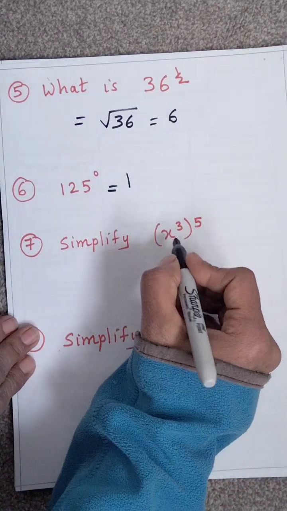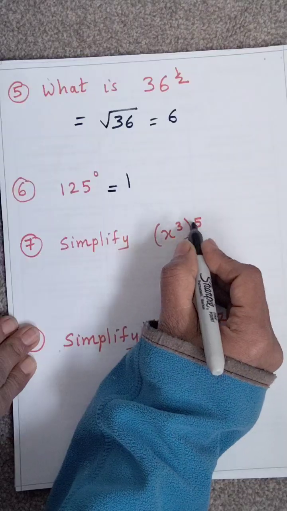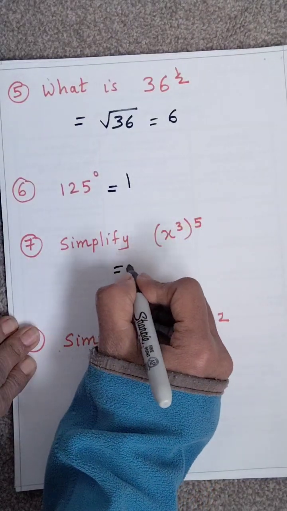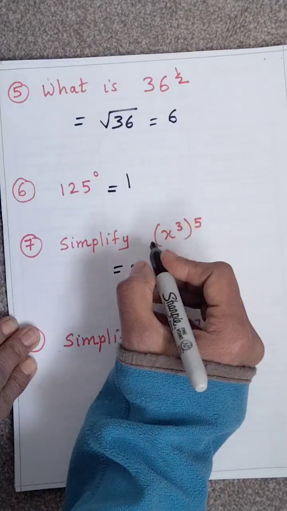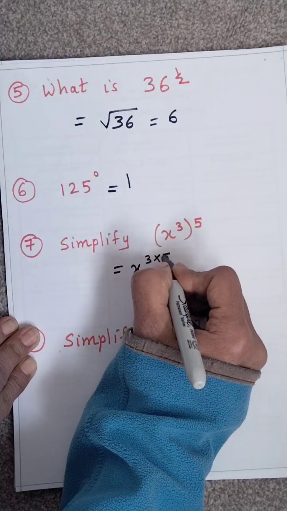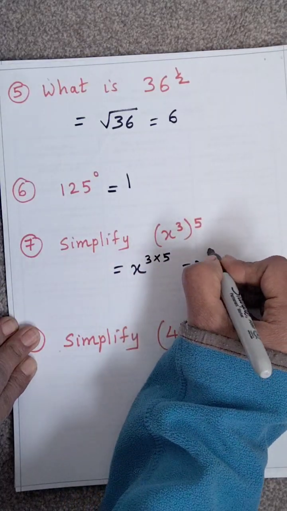Now this, simplify. x raised to 3, raised to 5, is equal to x raised to 3 times 5. So it is 3 times 5. It is equal to x raised to 15.